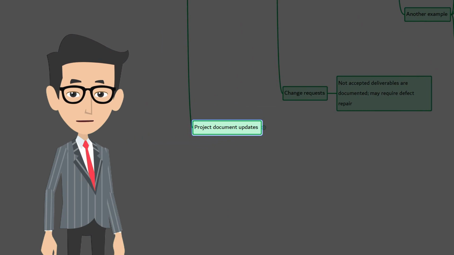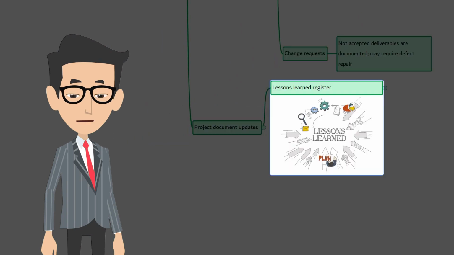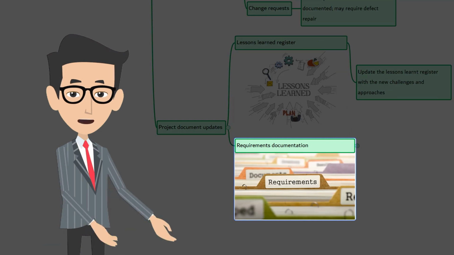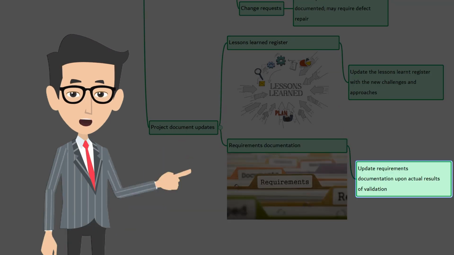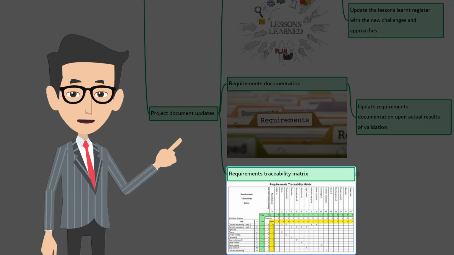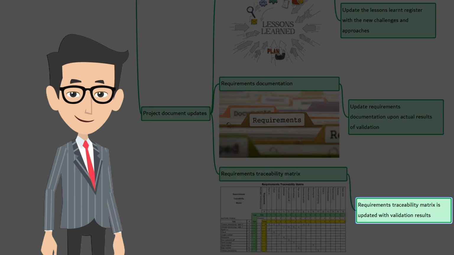The last one is project documents updates. First, lessons learned register. The lessons learned register is updated with information on changes encountered and how they could have been avoided, as well as approaches that worked well for validating the deliverables. Next, requirements documentation. The requirements documentation may be updated with the actual results of validation activity. The last one is requirements traceability matrix. The requirements traceability matrix is updated with the results of the validation, including the method used and the outcomes.